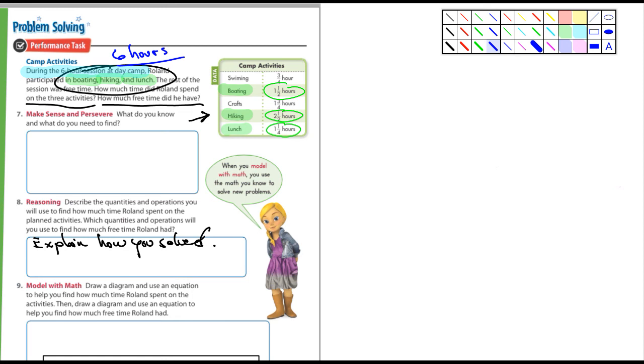All right. And then once you total those 3 activities, subtract that from 6, and then that will tell you how much free time you had.